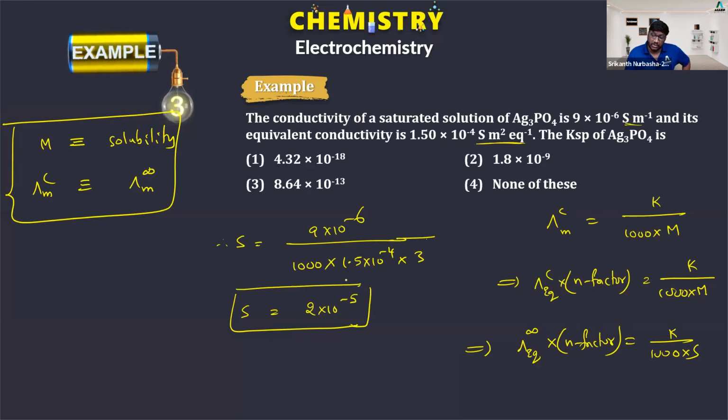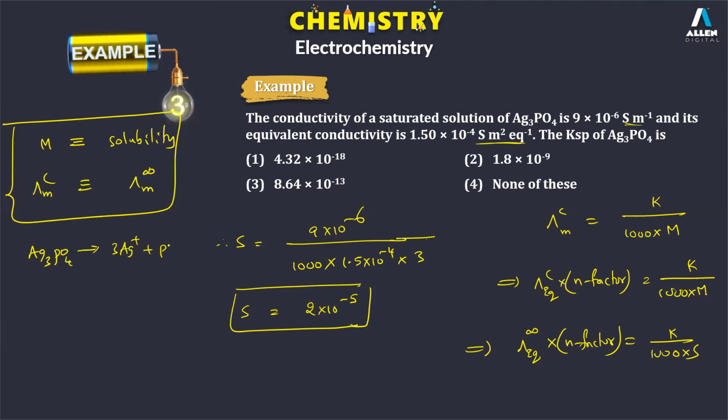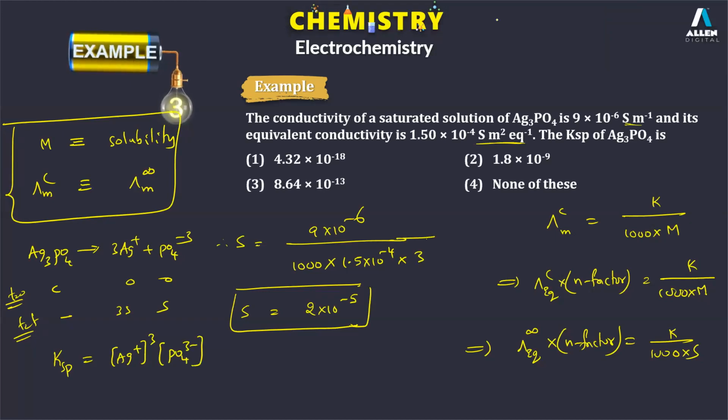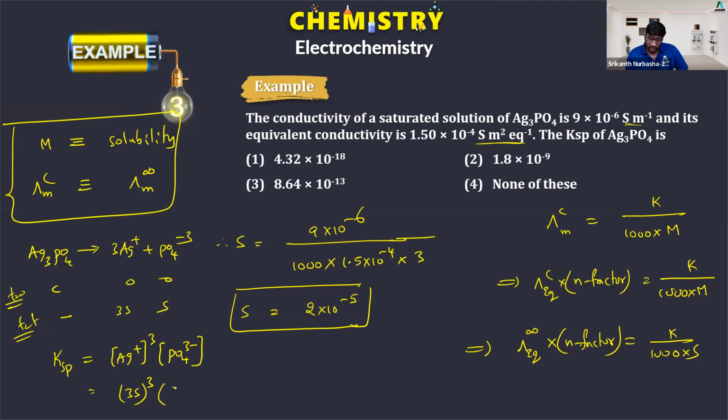Okay. And now they are asking us to calculate the KSP of Ag3PO4. Ag3PO4, a sparingly soluble salt, dissociates to give 3 Ag plus and PO4 3 minus. At time t is equal to 0, the concentration is 0, 0. At time t is equal to t, for the Ag3PO4 salt we can assume 3s and s here. So KSP is equal to concentration of Ag plus whole power 3 into concentration of PO4 3 minus, that is 3s whole power 3 into s. So KSP is equal to 27 s power 4.